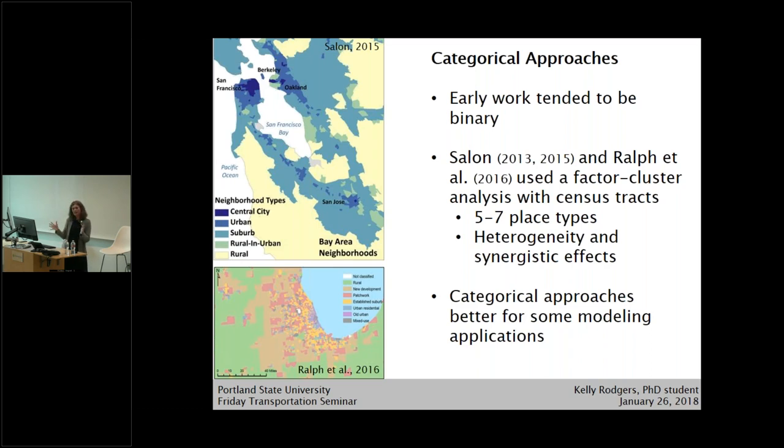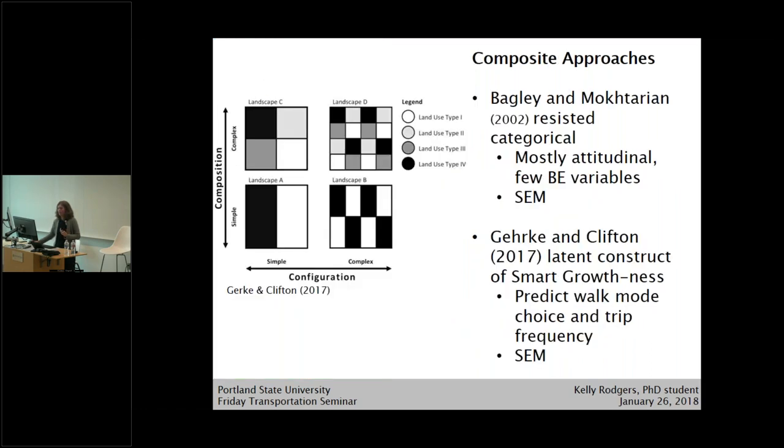This tends to come up with more like 5 to 7 different place types, and researchers are again starting to look at how this varies by place type, and how it varies by type of trip. So Deborah Salon, for example, was looking at work and non-work trips. How do these place types have a different kind of travel behavior effect? And then categorical approaches, just quickly, are also good for some modeling. This is not an area with which I am very familiar, but for discrete choice modeling or things like this, you need categories, not a continuum. So again, depending on the application.